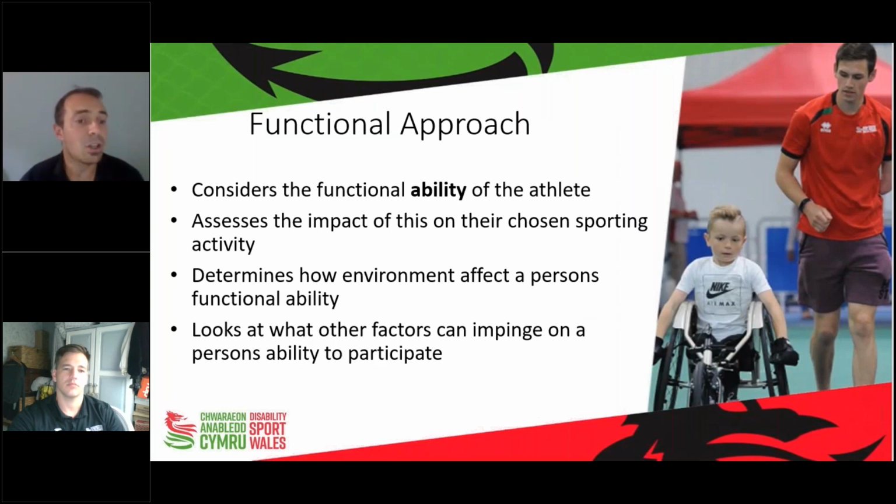Determine how an environment affects a person's functional ability. Linking it back to Jenner Park in Barry, from October onwards it's quite cold, so that could affect some athletes with certain impairments taking part. If it's really cold, their muscles may be very stiff and may not perform as well as they can in the middle of the summer. So think about how we can improve our environments. Would it be best for a session to take place indoors during the winter? Lots of things like that to think about. How can we make it suitable for individuals taking part?